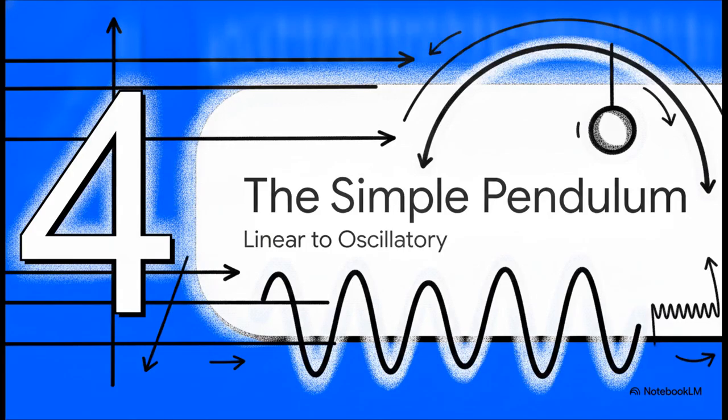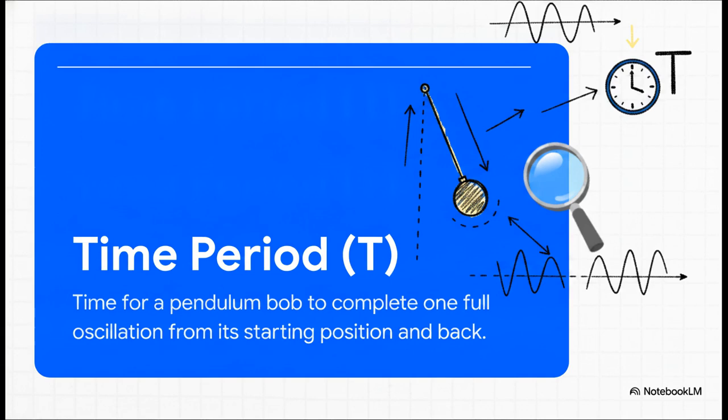So far, we've spent all our time in one dimension, dealing with straight lines. Let's see how this builds into our next topic. Section 4, the simple pendulum, from linear to oscillatory. A simple pendulum is like the poster child for simple harmonic motion, and the absolute most important metric we care about here is the time period, represented by a capital T.